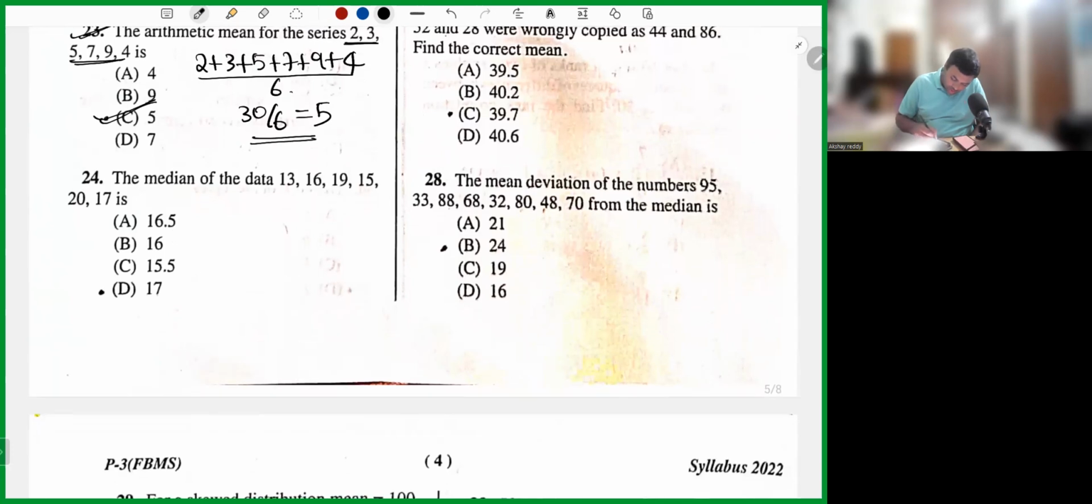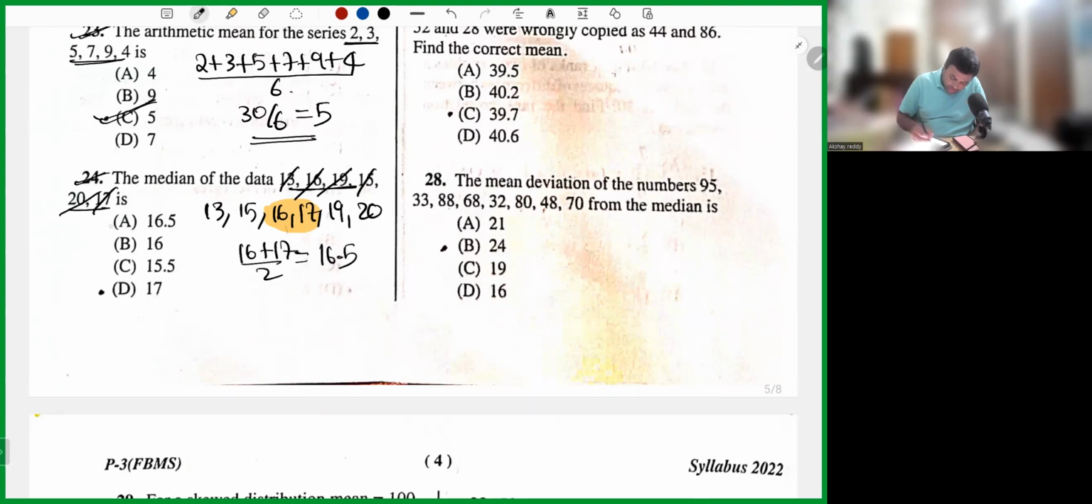Next, 24. The median. What is median, my dear friends? Mid value. But before taking the mid value, what will you do? You will arrange the data in ascending order. Let's arrange 13, 15, 16, 17, 19, 20. First I have arranged the data in ascending order. What is the mid value? 1, 2, 3, 4, 5, 6. It's even data, so take the average of the middle two values. 16 plus 17 by 2 is 16.5. Median is 16.5.